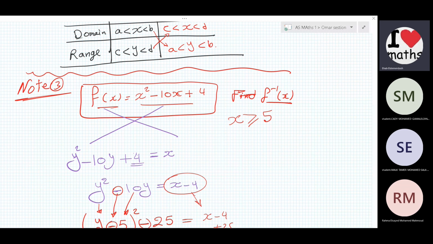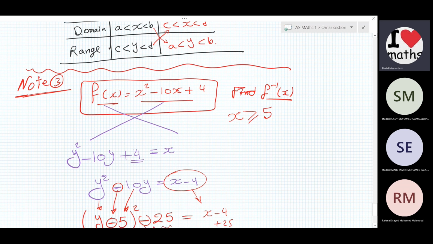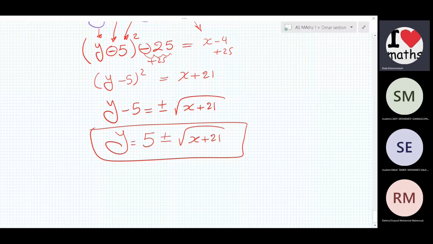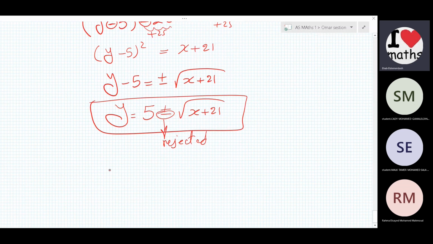Why should they identify the domain? Remember when I told you that the domain here will be the range of the other. So the y, the y in the opposite, should be greater than or equal to 5. If it is greater than 5, then the negative here will be rejected. So to write the function, you will say the inverse of x is equal to 5 plus root x plus 21.